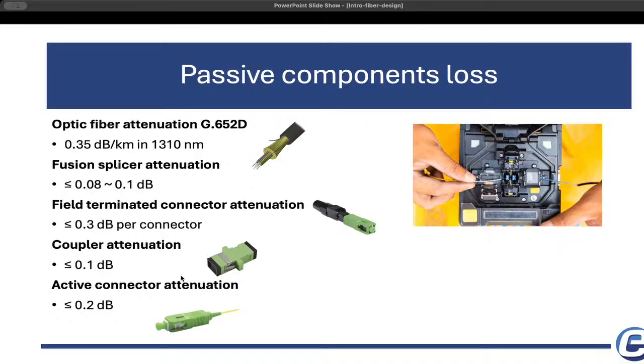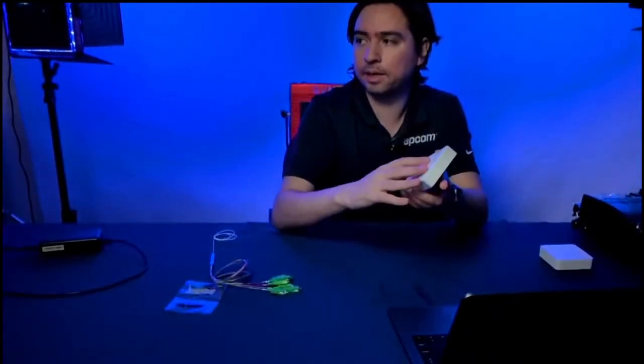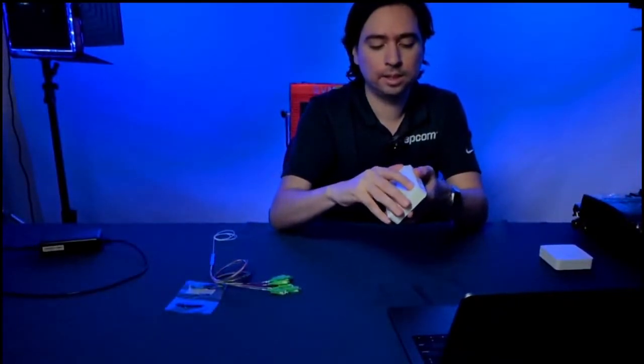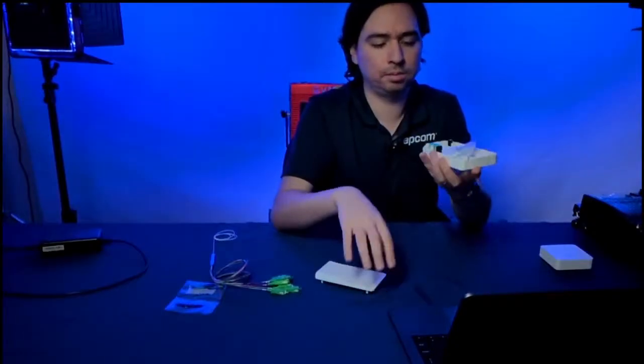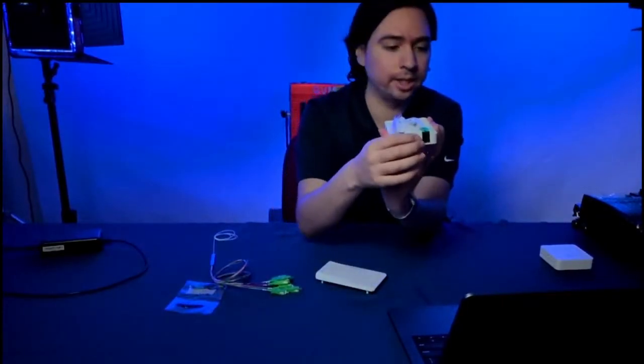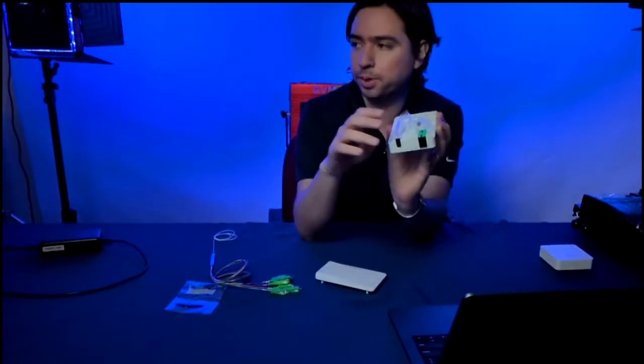A coupler gives you 0.1. And an active connector, that will be a patch cord or a pigtail, or a splitter connector. Well, let me show you again. Inside this little box, there are 2 couplers. So we have 2 couplers here. So this has a loss of 0.1.